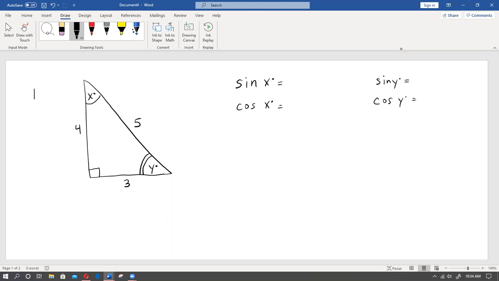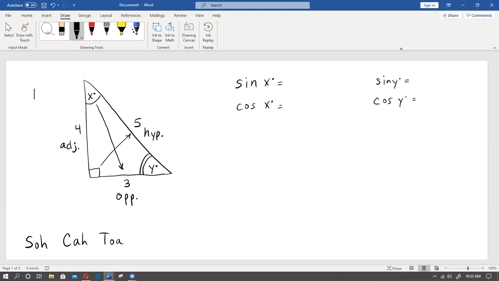Okay, so for X, the opposite is 3. The hypotenuse is 5. And the adjacent is 4. So remember from yesterday, we were using the formula SOHCAHTOA.